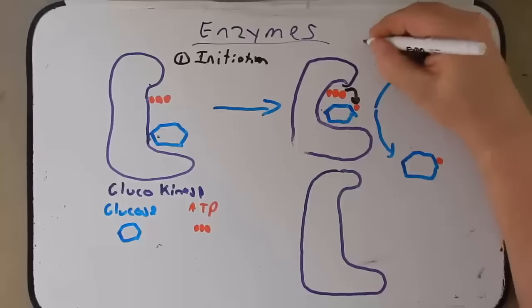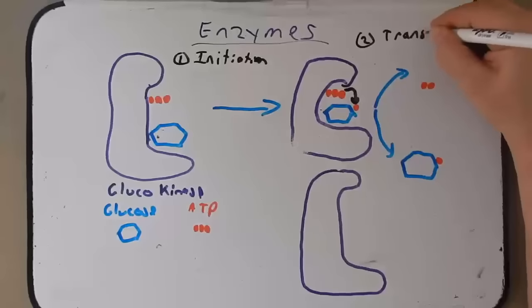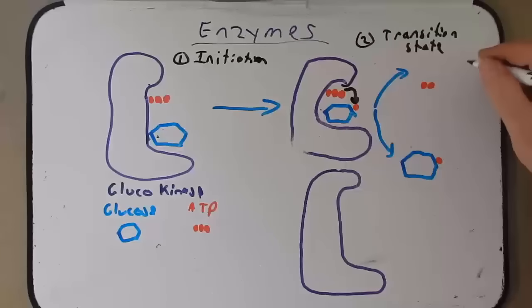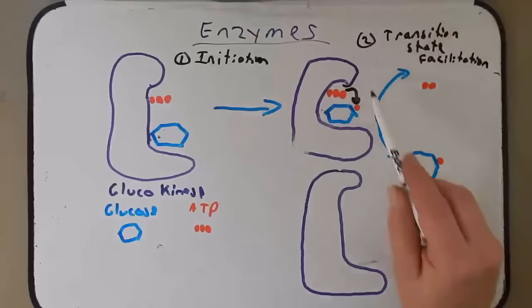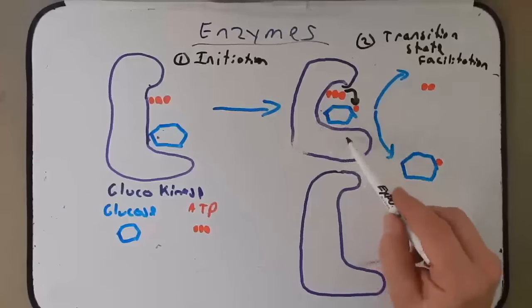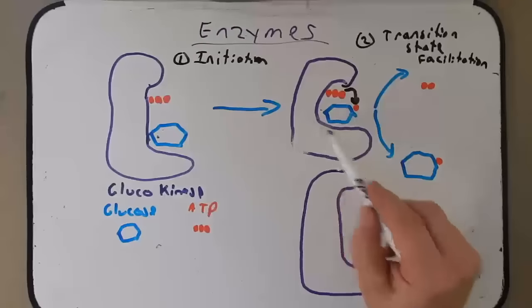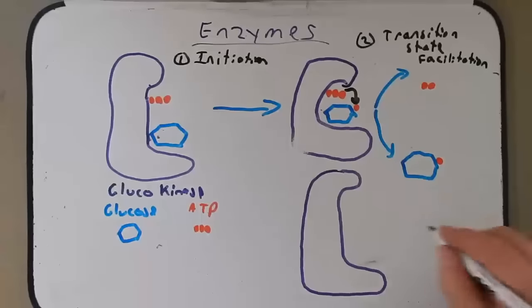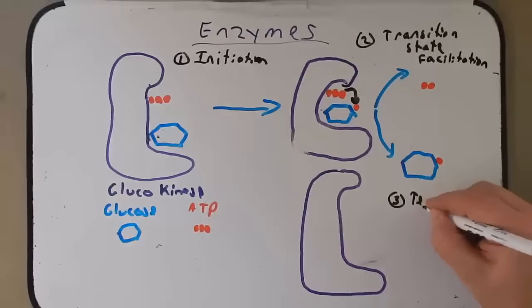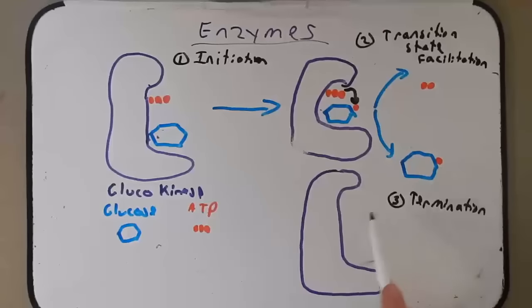The next stage is this transition state facilitation. And that is the state where the enzyme changes its shape, provides that induced fit, and allows the enzyme to exist just momentarily in this different shape. And then finally, termination. That process whereby the products are released and the enzyme returns to its normal state.